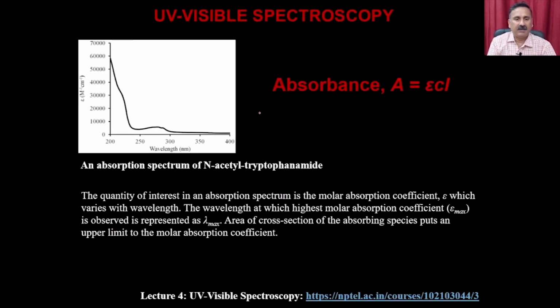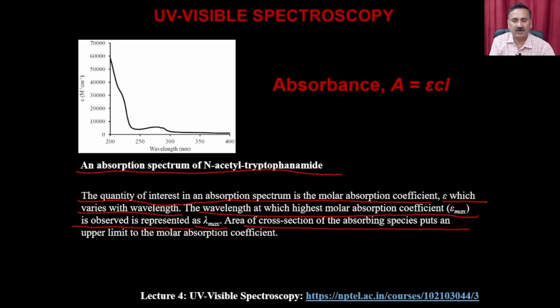Now take a simple example, right? An absorption spectrum of N-acetyl tryptophanamide. What you see here is the wavelength versus the absorbance, right? And the quantity of interest in an absorption spectrum is the molar absorption coefficient epsilon, which varies with the wavelength. The wavelength at which the highest molar absorption coefficient is observed is called the epsilon maximum, represented as lambda max. The cross-sectional area of the absorbing species puts an upper limit on the molar absorption coefficient.